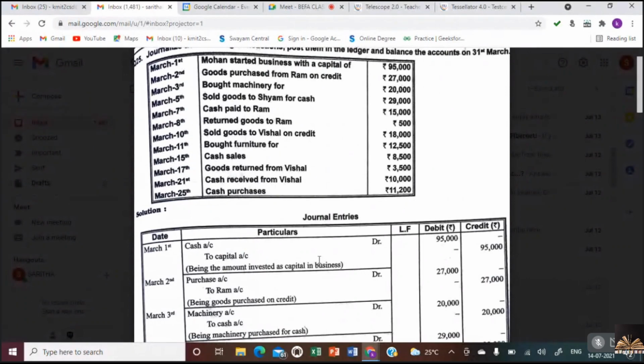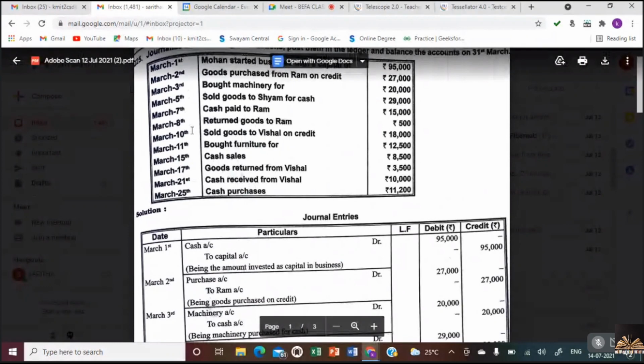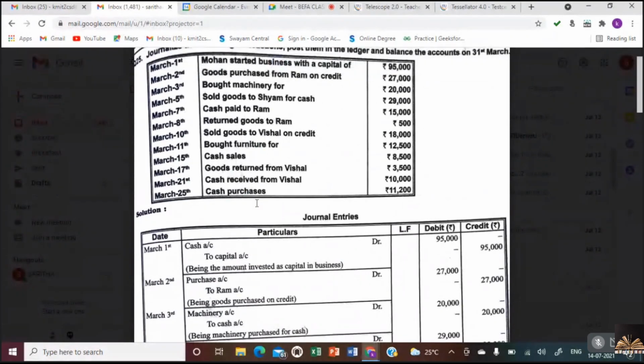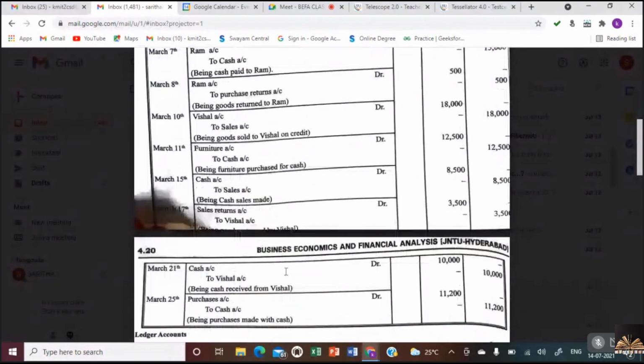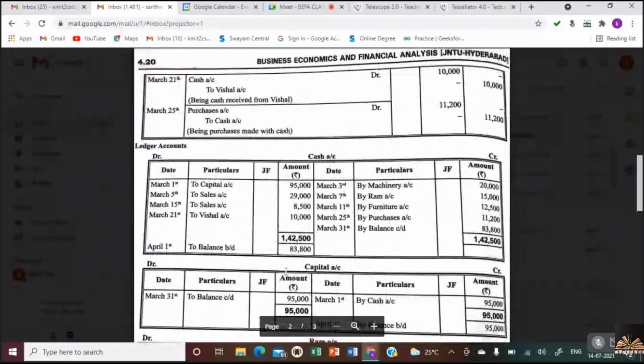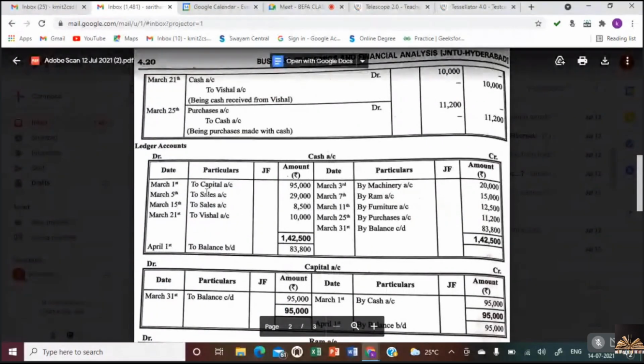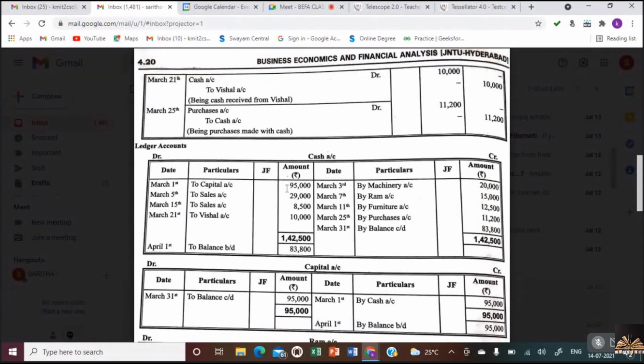Yes, ma'am. So how many transactions do we have? We have 6 transactions in this problem. Once we pass the journal entries, the second step is the preparation of ledger accounts. What do you mean by ledger accounts? I have just shown the procedure, isn't it? Date column, particulars, amount. We divide the page into 2: one half with date, particulars, amount, and the other half also with date, particulars, and amount. One half is for debit items, and the other half is for credit items.